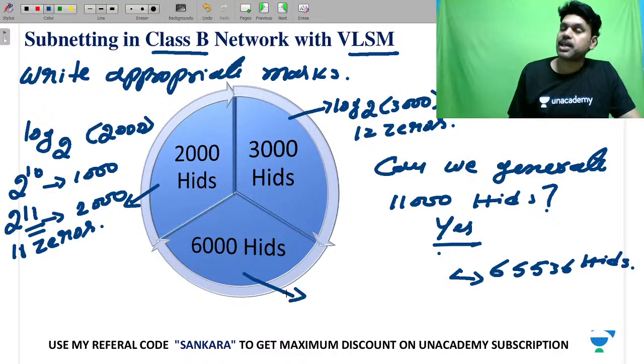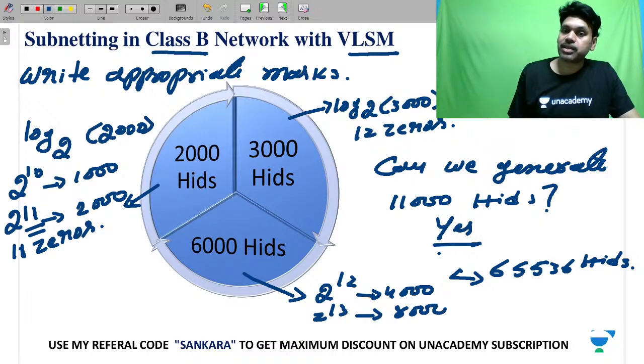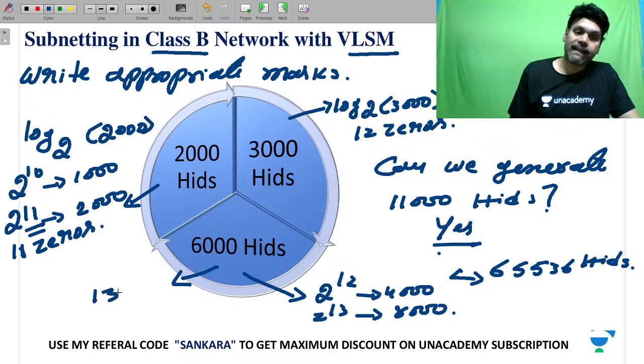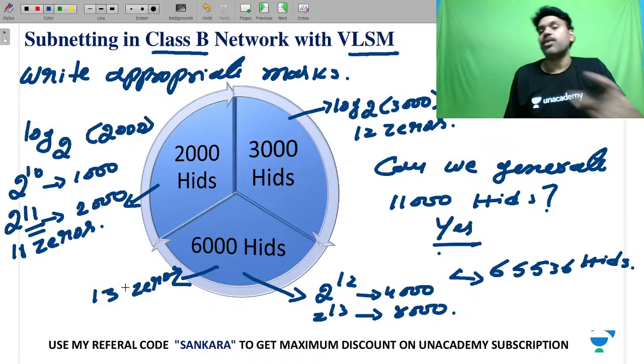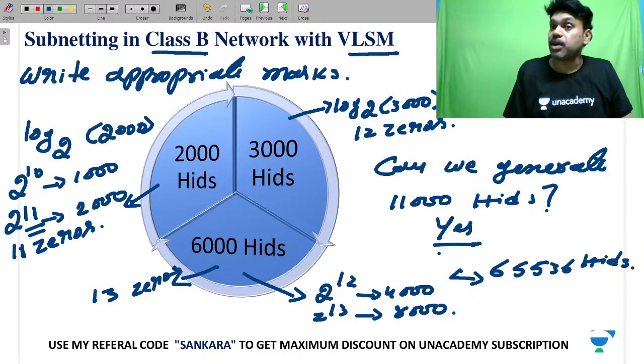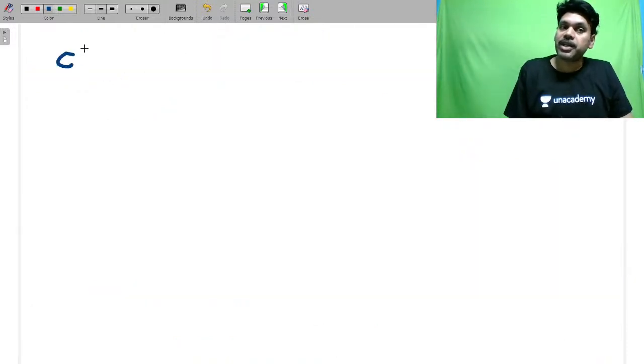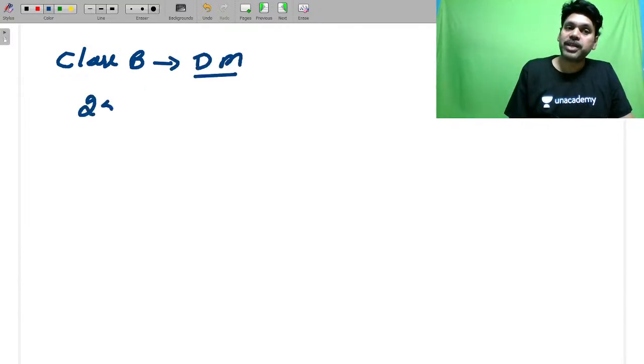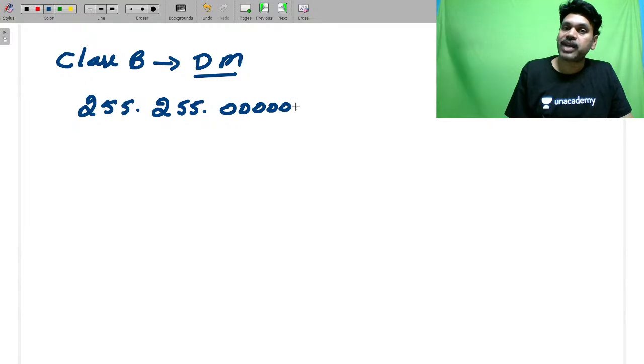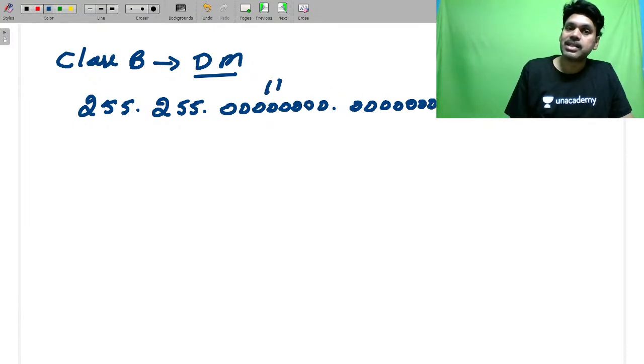And 6000 HIDs I need. 2 power 12 means 4000, 2 power 13 means 8000. That's it, from this we need 13 zeros. Write the masks of it. So what is a class B default mask? If you know your class B default mask, I can do the remaining. 255.255 and 1 to 8 are completely the HID part only. This is NID, this is NID.